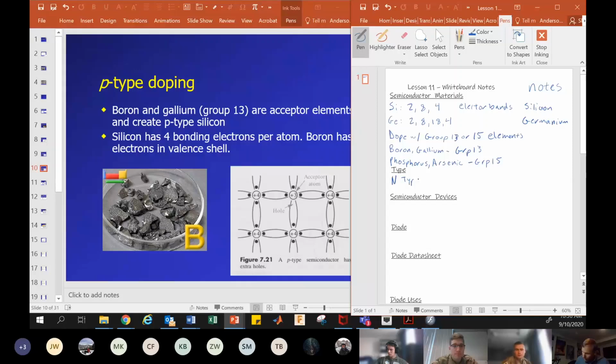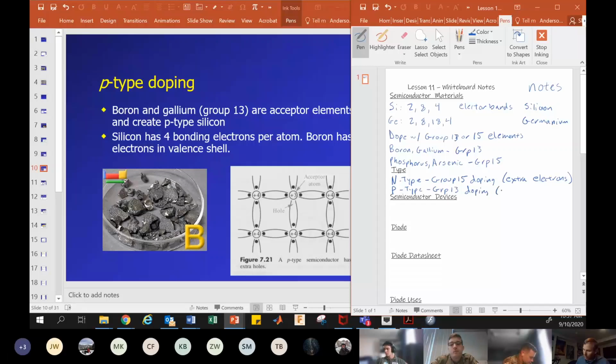N-type is group 15 doping, and that means we have extra electrons. Okay. The other, what we're talking about now, is P-type, and that's doping with group 13.